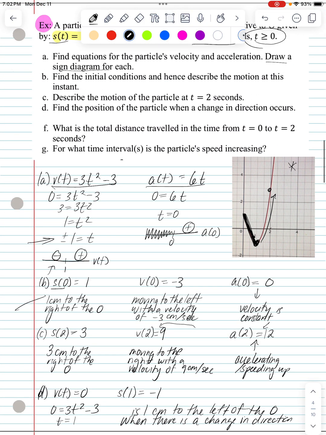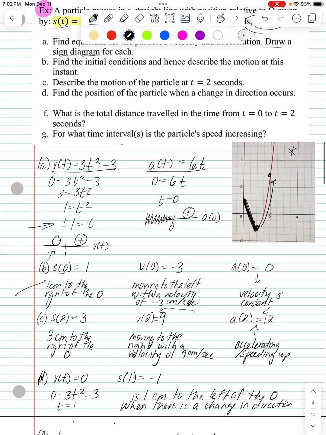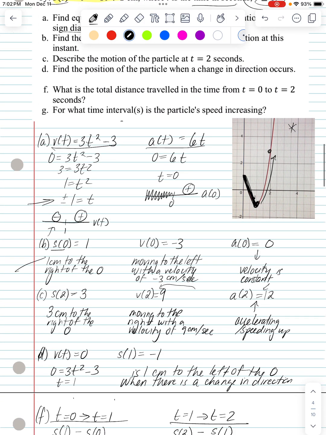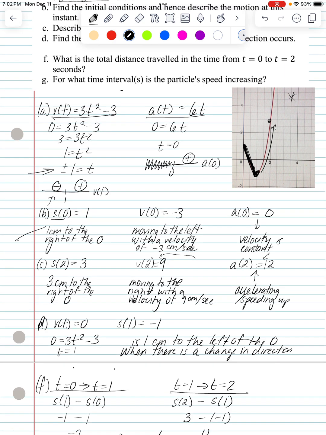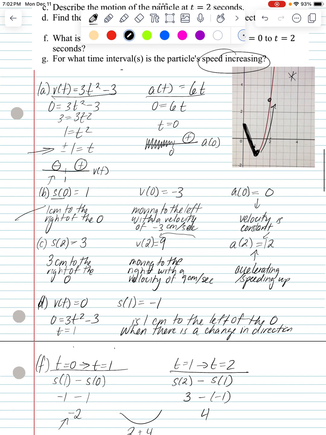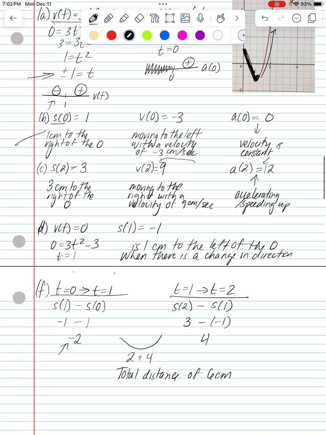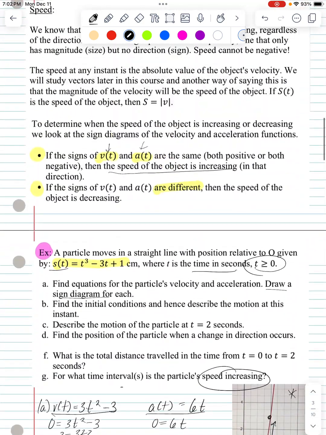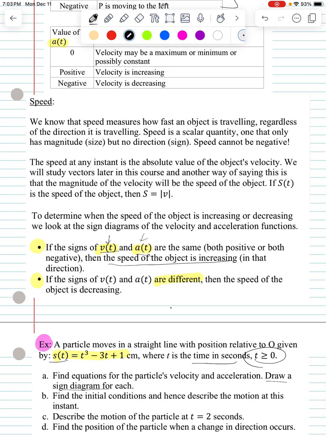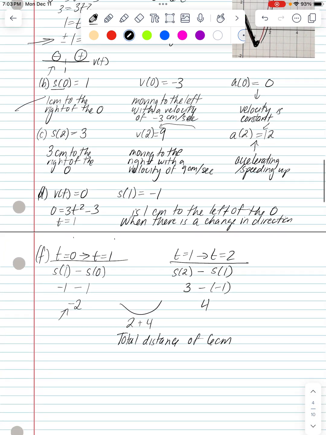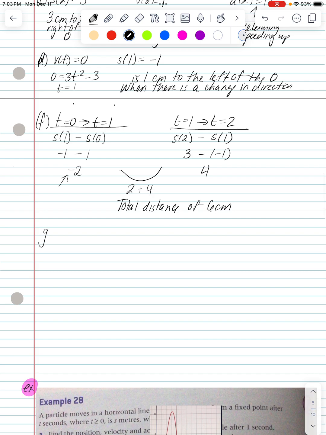Okay. And then last up, it says, for what intervals of time is the particle speeding up or speed increasing? So we're looking for acceleration. Speed increasing would be another way of wording acceleration. So we learned up here that we're going to be looking for when the velocity and acceleration have the same signs. So I'm just going to redraw our sign analysis down here.